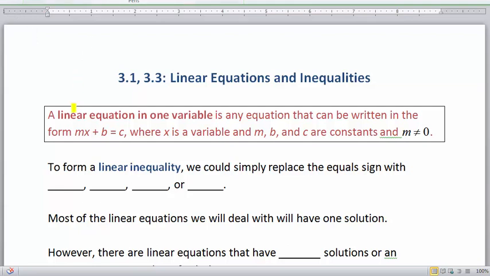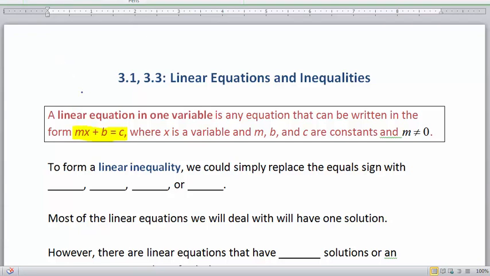What this is telling you is that if you have a linear equation, it might not look like that, right? It might not be written in that form initially, but you can get it into that form. And if you notice, that looks very similar to y equals mx plus b, which was the slope-intercept equation of a line. The only difference here is that m, b, and c are all constants.